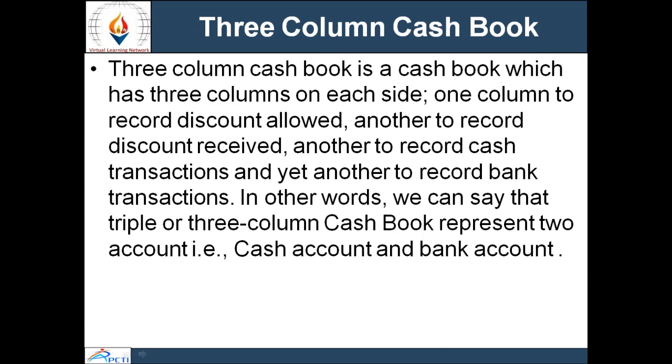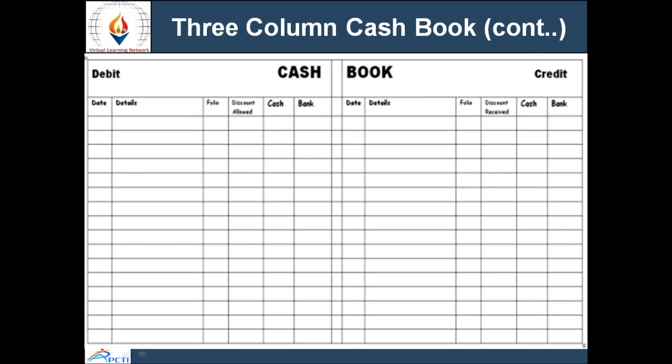A 3-column cash book is a cash book which has 3 columns on each side. One column to record discount allowed, another to record discount received, another to record cash transactions, and yet another to record bank transactions. In other words, we can say that a triple or 3-column cash book represents 2 accounts, the cash account and the bank account. Here is the format of the 3-column cash book.